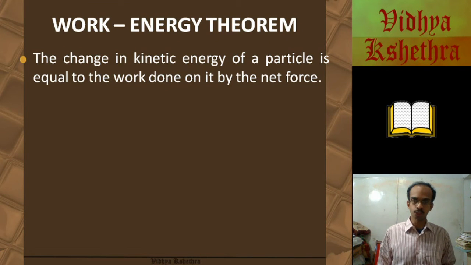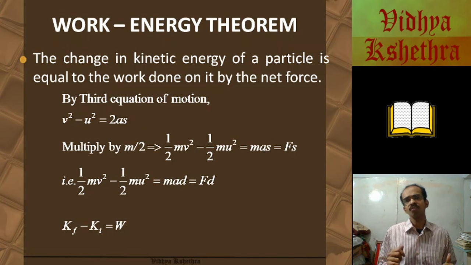It can be proved as shown. By the third equation of motion, we have v square minus u square is equal to 2as, where v is the final velocity, u is the initial velocity, a is the acceleration of the body and s is the displacement. Now if we multiply both sides by m by 2, then it becomes half mv square minus half mu square is equal to mas. We know that from Newton's second law of motion, the product of mass and acceleration for a uniformly accelerated body is force. So it becomes F into S.